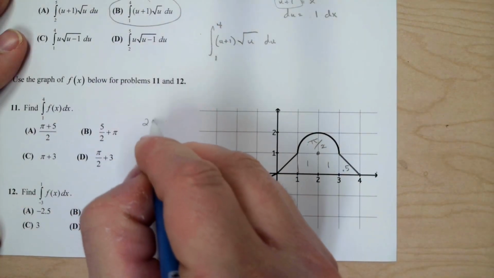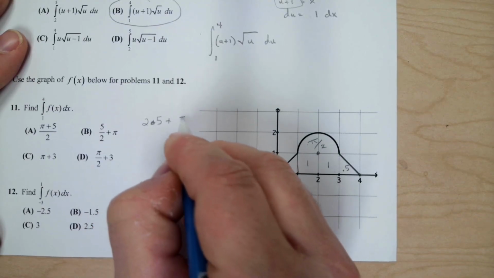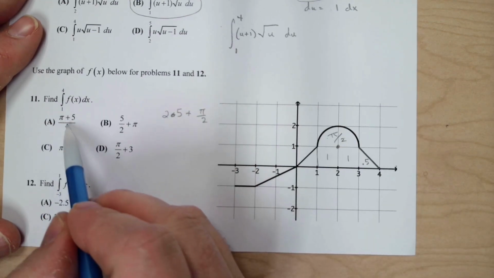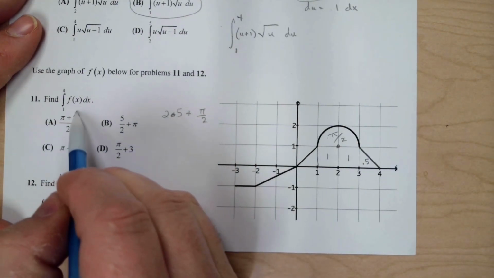2.5, plus pi over 2. So which one is equivalent to that? Here's pi over 2 plus 2.5. That's the one.